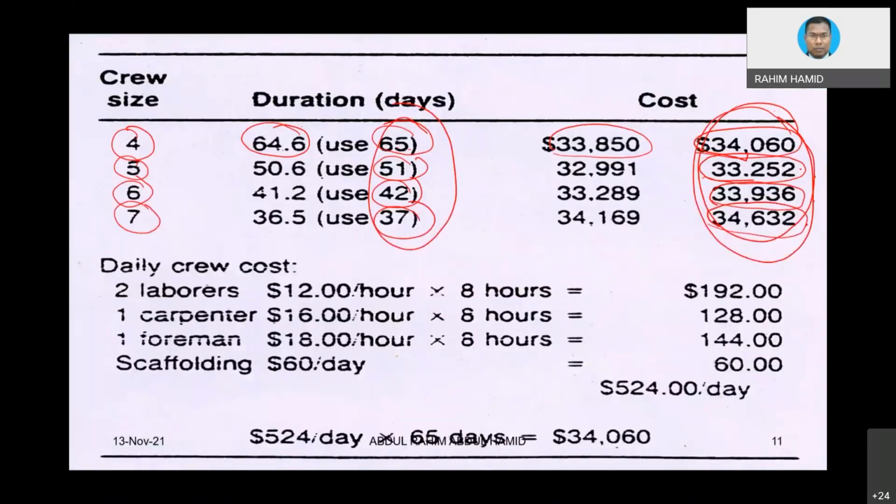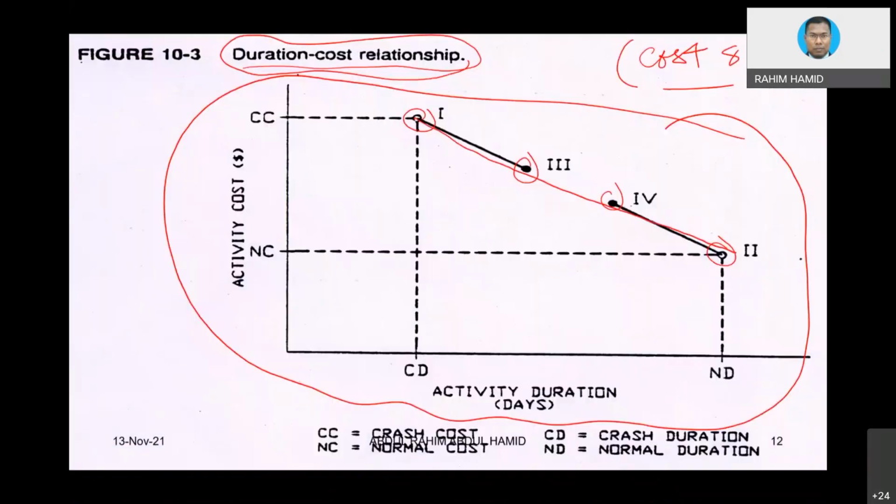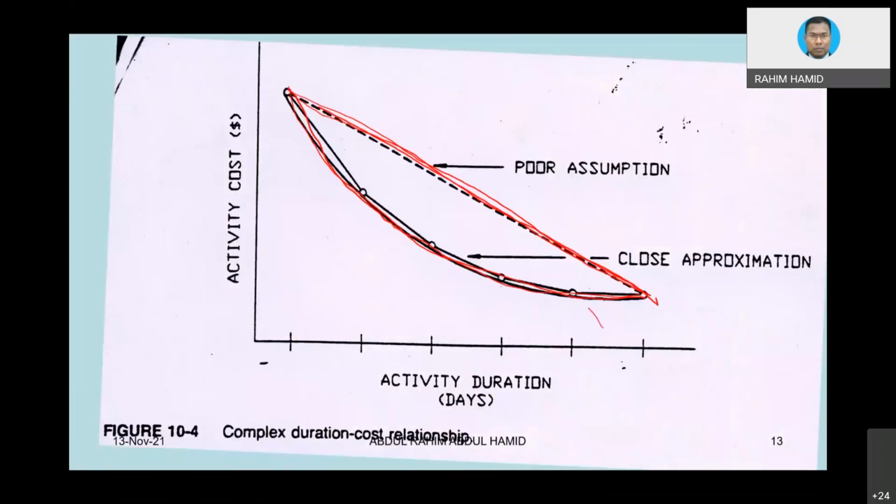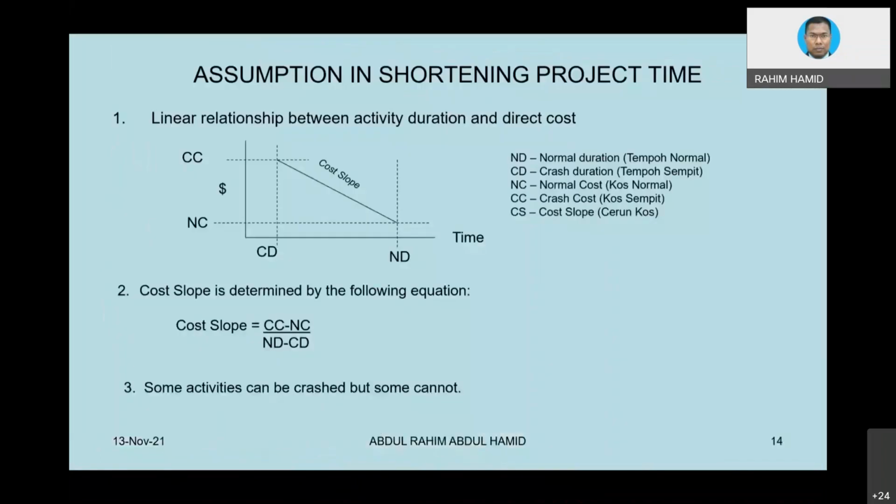When you have a lot of possibilities, let's say you take crew number 3, 4, 5, 6, 7, and so many crews, and you calculate the cost, then when you plot a graph, you will notice that the graph will look like a curve relationship. Okay, now we go into the concept of cost slope. So what is the cost slope? This relationship, the tangent here, indicates a few things. ND is basically normal duration.